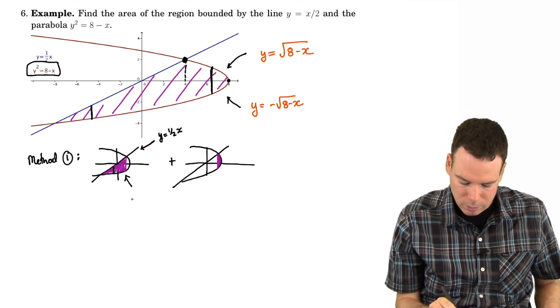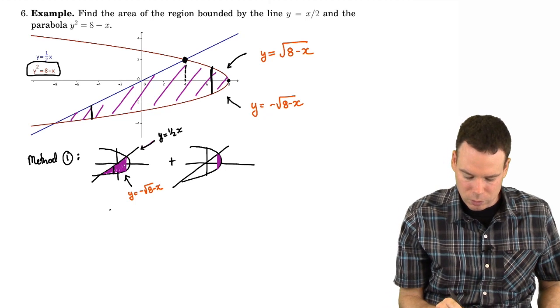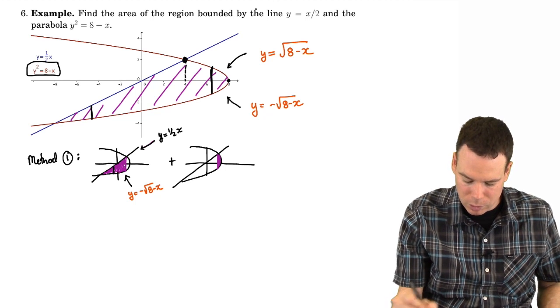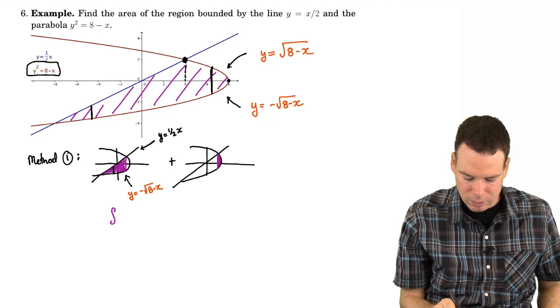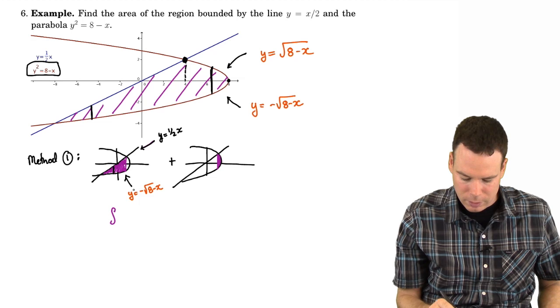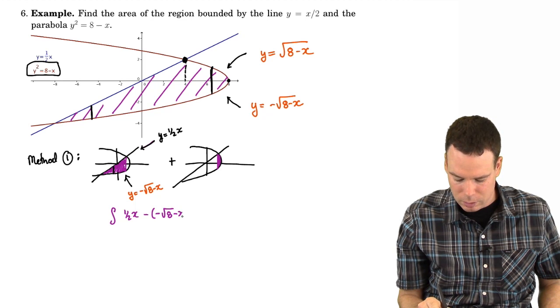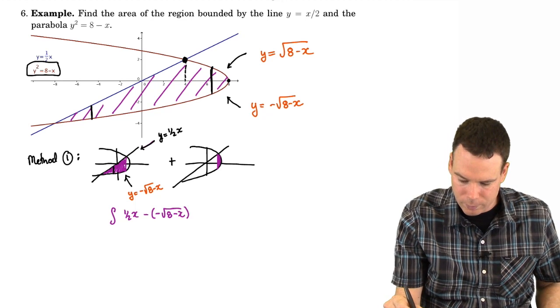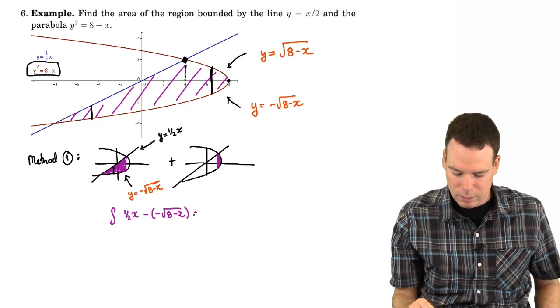And so this lower portion here would be y is equal to negative root 8 minus x. And so our integral that represents that purple region there would be the integral from, well, I still need to know the intersection points, so I'll fill those in a second, from the upper curve, 1/2 x, minus the lower curve, negative root 8 minus x. I'll just make sure that bar extends all the way across, dx.